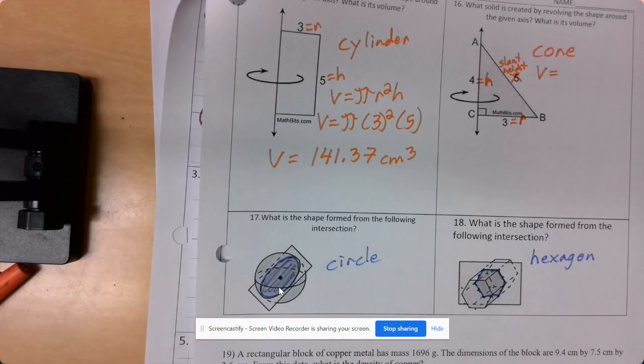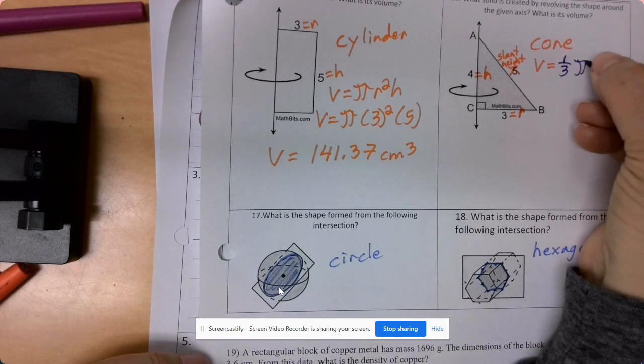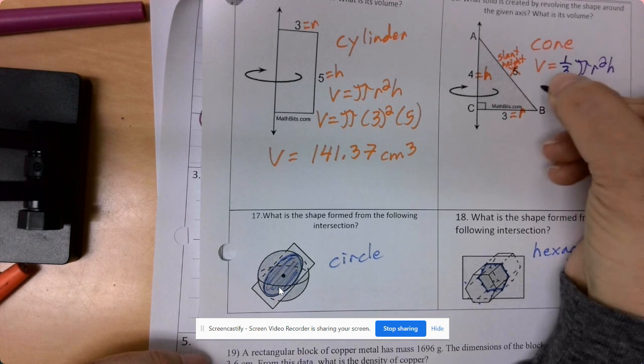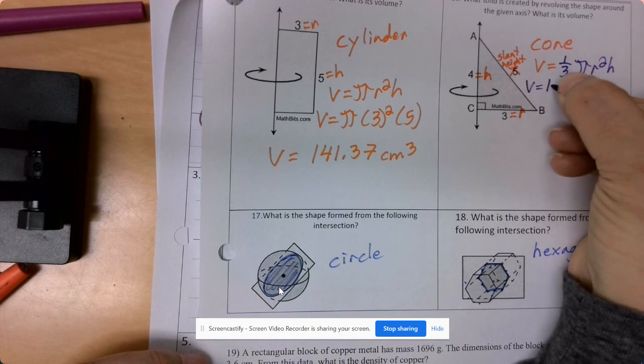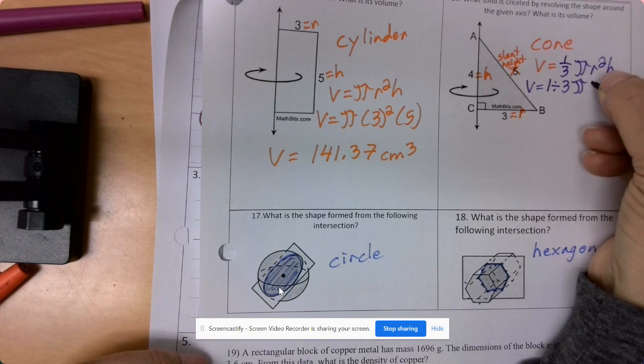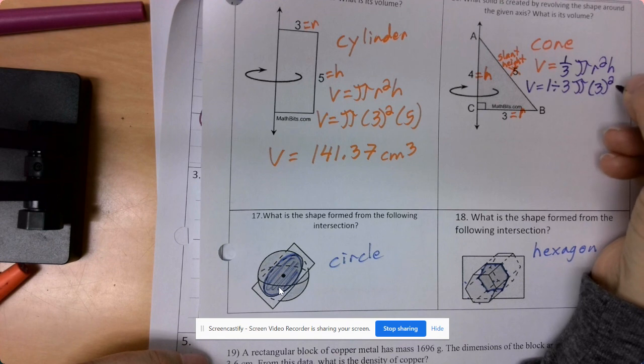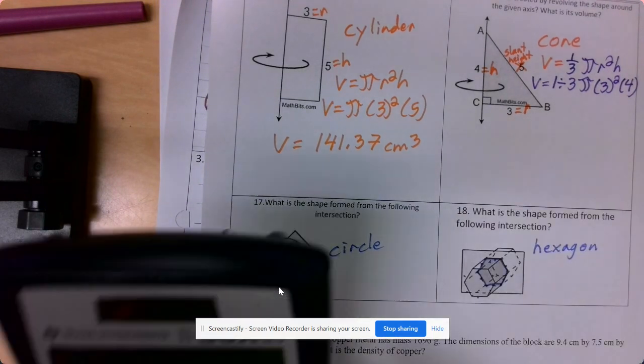Okay, so this is going to be 1/3 pi times the radius squared times the height. So the 1/3, remember, you can do is 1 divided by 3. Remember to use the pi key, and it's going to be 3 squared. So 3 raised to the second power times the height, everybody, so we're multiplying those all together.